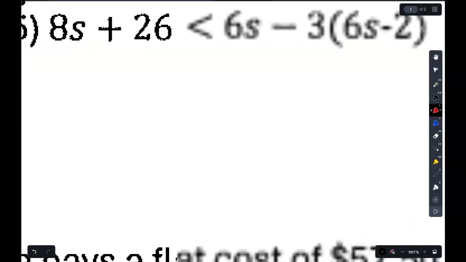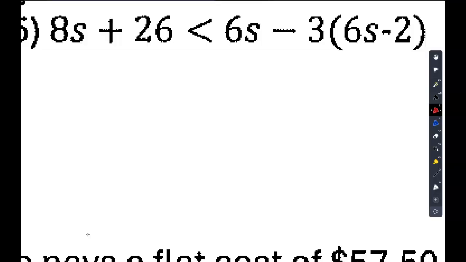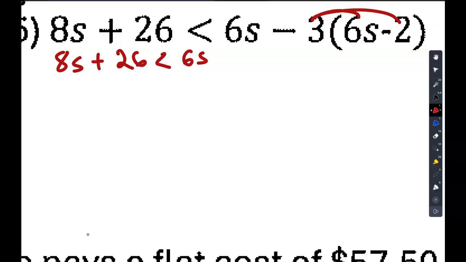Okay, here the distributive property is on the other side. I'm going to distribute the -3. Okay, I'm going to rewrite everything else. 8s plus 26 less than 6s. And then negative times a positive is a negative. 3 times 6 is 18. Negative times a negative is a positive. Oh, I keep forgetting the s here. Put this s right here. Negative times a negative is a positive. 3 times 2 is 6.